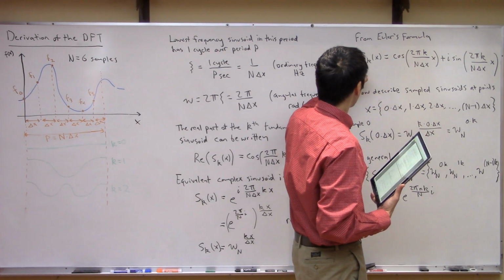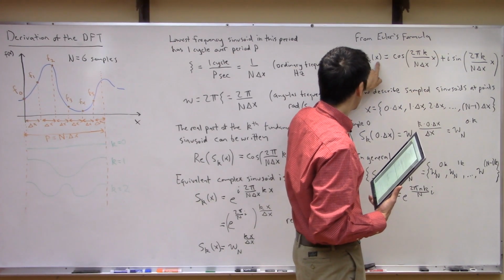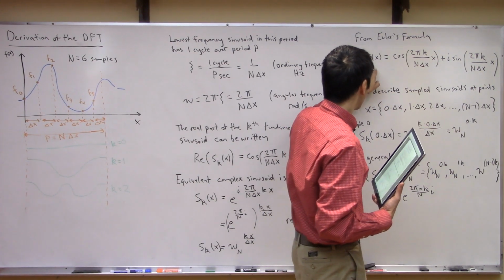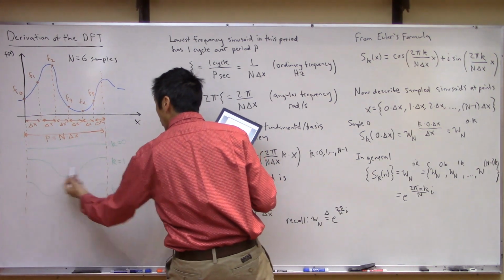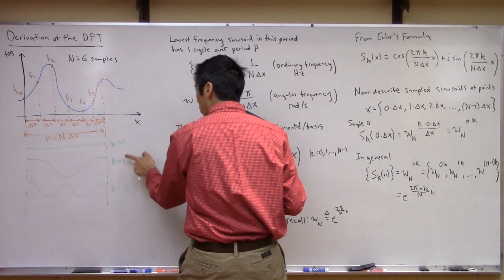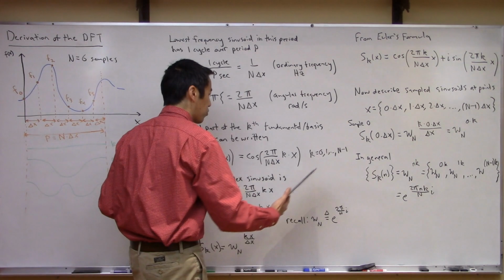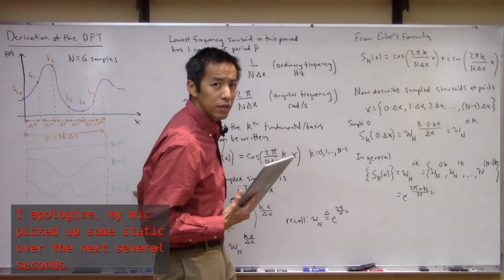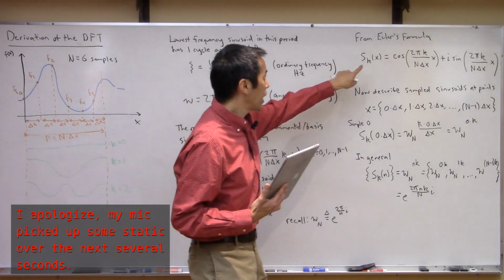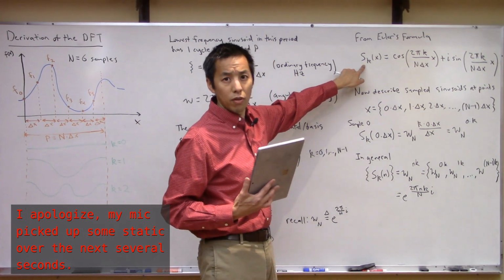So here, let's use this notation, s sub k of x, because again, this is a function in x. And as k increases from 0, 1, 2, all the way to n minus 1, you just get higher and higher frequencies of these sinusoids. Okay, so this is the continuous function.